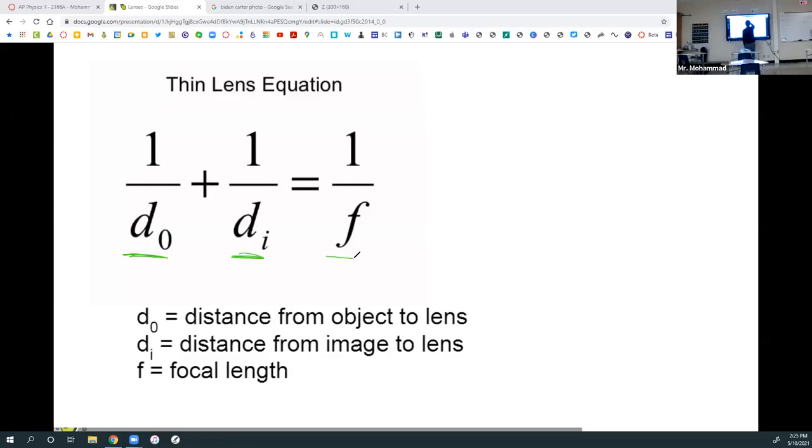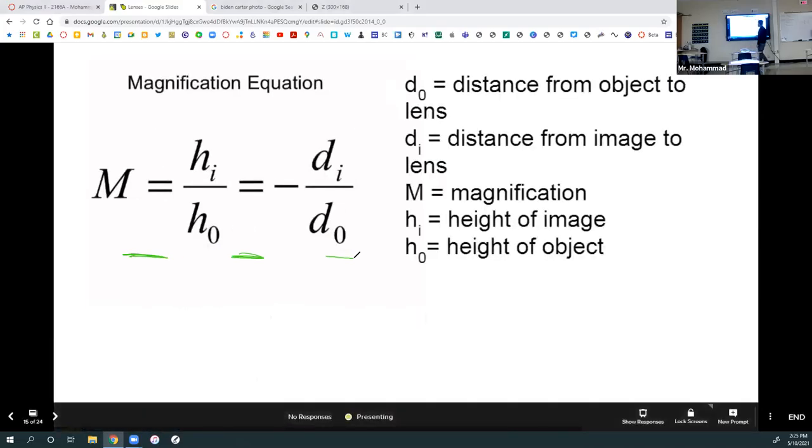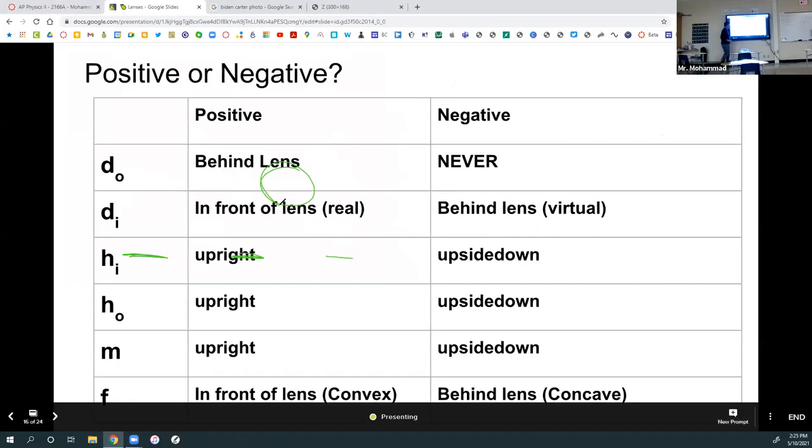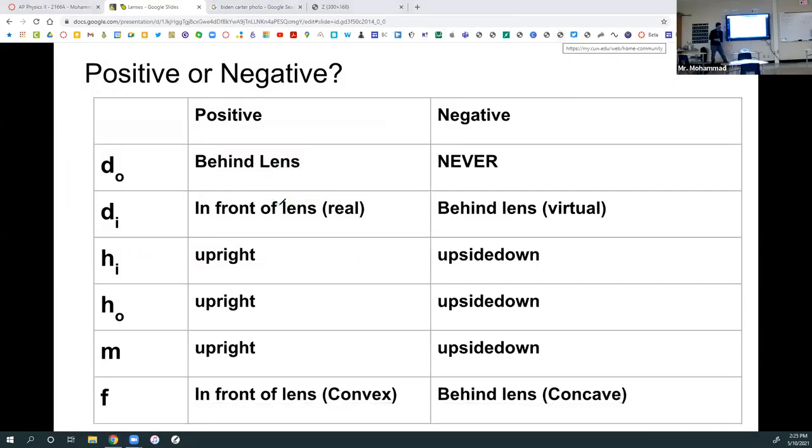The other formula is the same one as before, looking at magnification in terms of heights of the object, heights of the image, and then the distances as well. Again, the one thing to note here is that this is a negative in order to get the magnification. Now, the positives and negatives, or what the signs indicate for these, are going to be fairly important. So, again, try to keep these in mind.